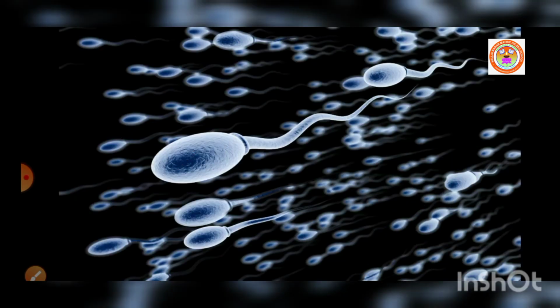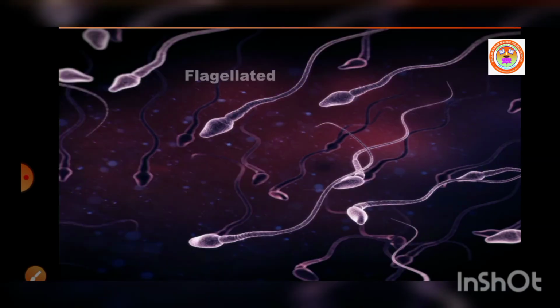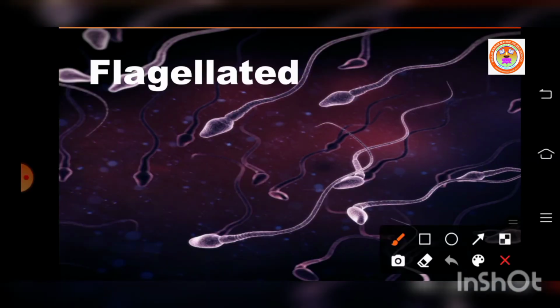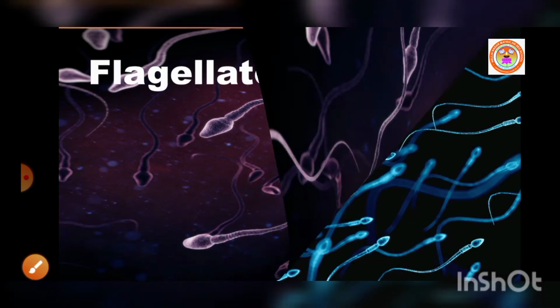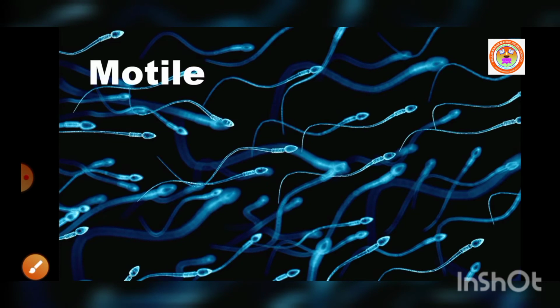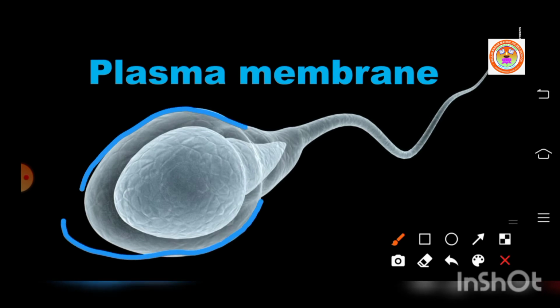The human sperm is a microscopic, flagellated. Here you can see the flagellum. The tail-like structure is called flagellum. And it is a motile gamete. Motile means movable. The whole body of the sperm is covered by an envelope that is called plasma membrane.